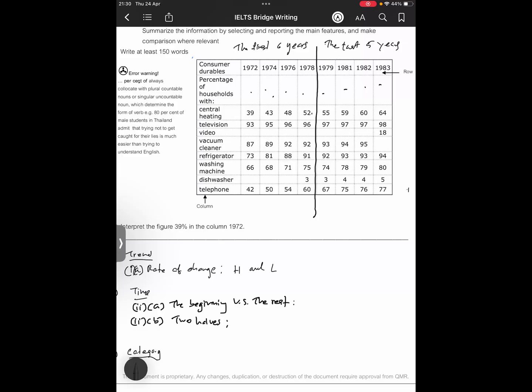About 13%, right? Television 3%, vacuum cleaner 5%, refrigerator is about 18%. Okay. Washing machine, that's about 9%. Telephone, that's about 18%. So it's quite obvious it's telephone and washing machine.